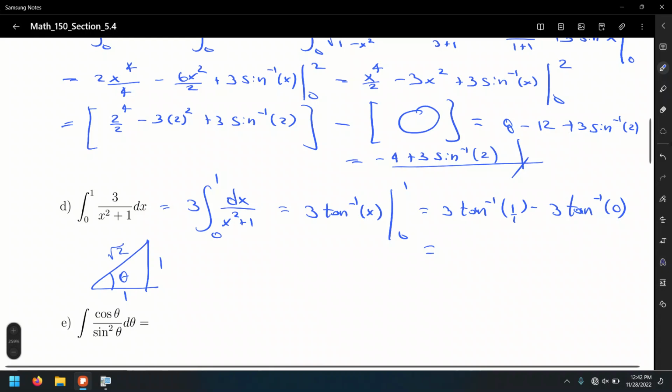Also 5 pi over 4. However, we need to be careful with the 5 pi over 4 because that may not be within the range of the inverse tangent function. All right? Actually, the range of the inverse tangent function, that's a good question. Thanks for pointing that out. It's just the first and the fourth quadrant. So in this case, it's only the pi over 4. So that's going to be 3 times pi over 4 minus 3 times the angle whose tangent equals 0, and that's simply 0. And final answer, 3 pi over 4.